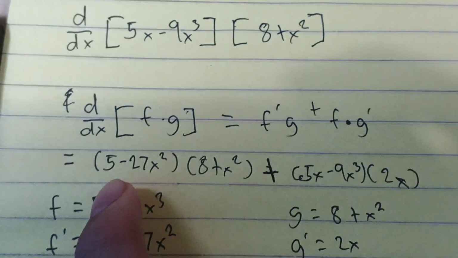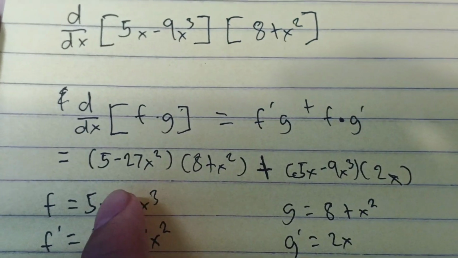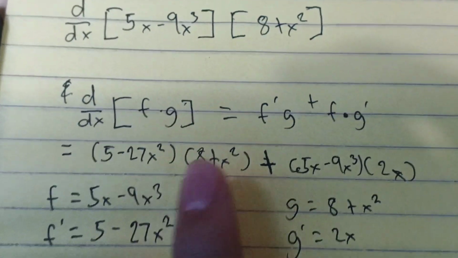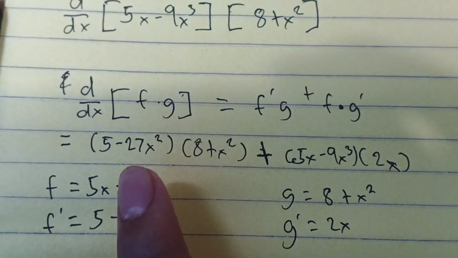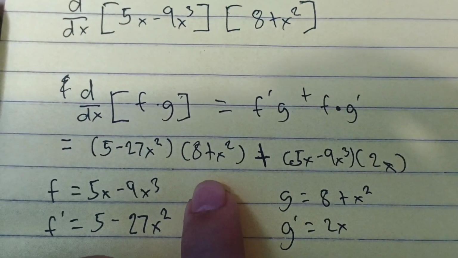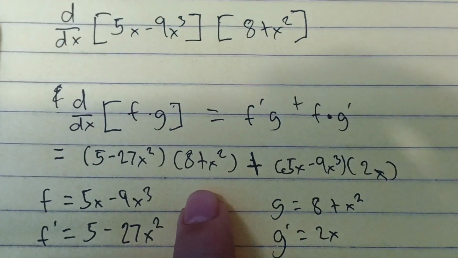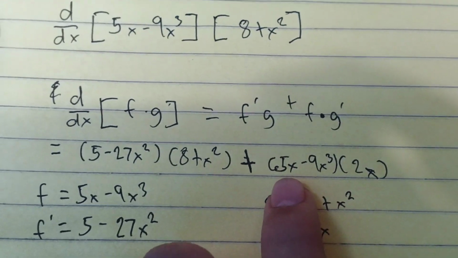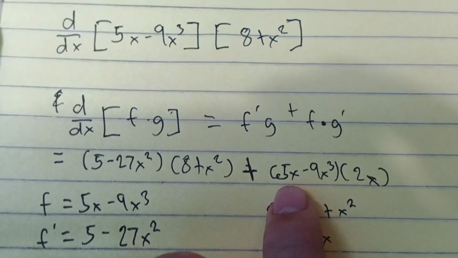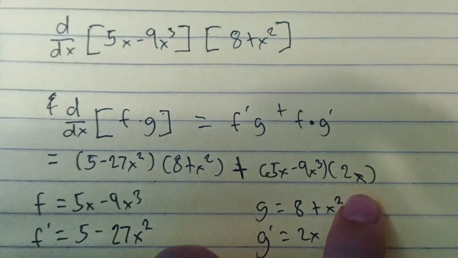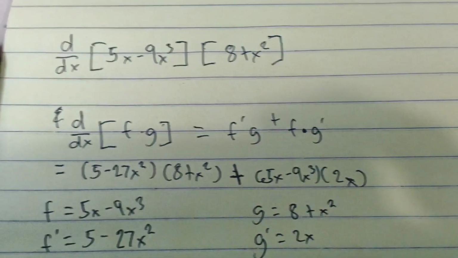Then the derivative of x squared will be 2x. So when we substitute, we get this. Our f is 5x minus 9x cubed, f prime is 5 minus 27x squared. Then our g is 8 plus x squared, plus our f being 5x minus 9x cubed. Then our g prime is 2x, and that will be our final answer.